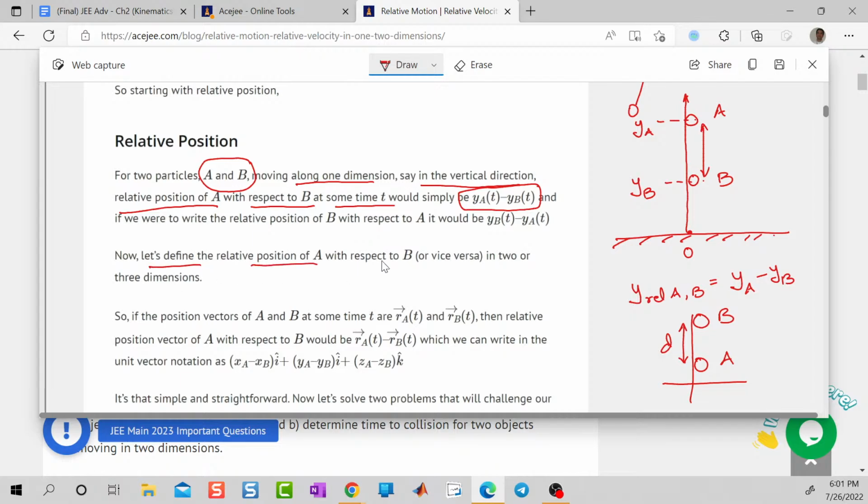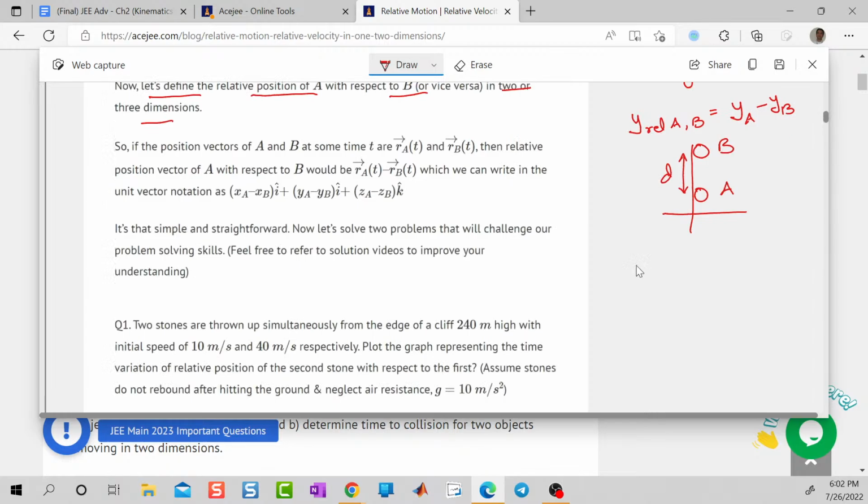Now let's define the relative position of A with respect to B in two or three dimensions. So how can we do that? Let's say now I'm going to draw X and Y. Let's say X is the horizontal, Y is the vertical, right? And if you want to make it interesting, you can add a Z direction as well, where X might be pointed along east, Y might be pointed along north, and Z might be pointed along the vertically upward direction. But for us, let's look at the two-dimensional situation. So let's say there are two particles moving in a plane, and let's say particle A is here, particle B is here.